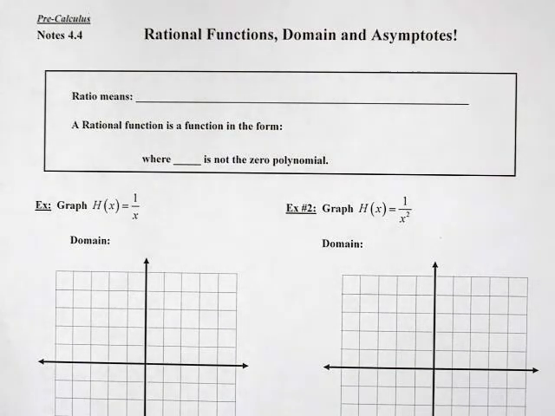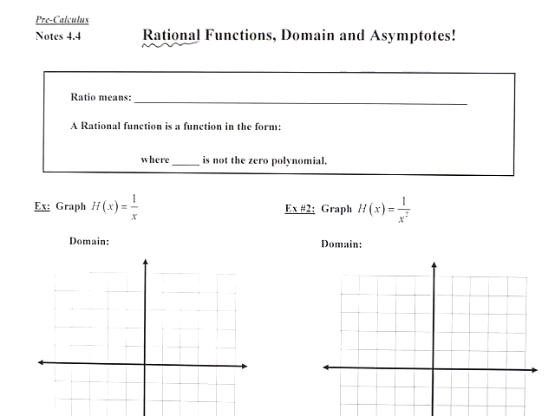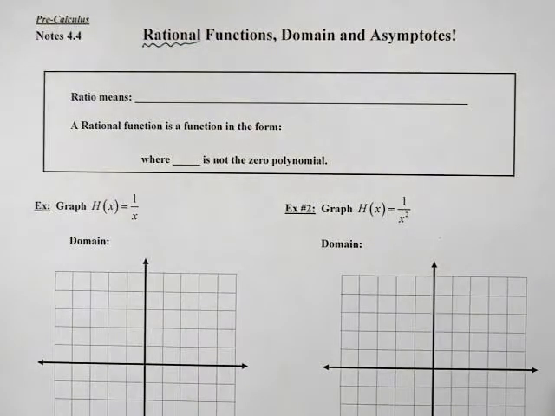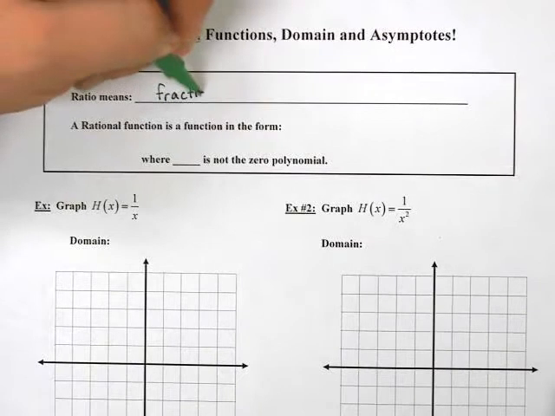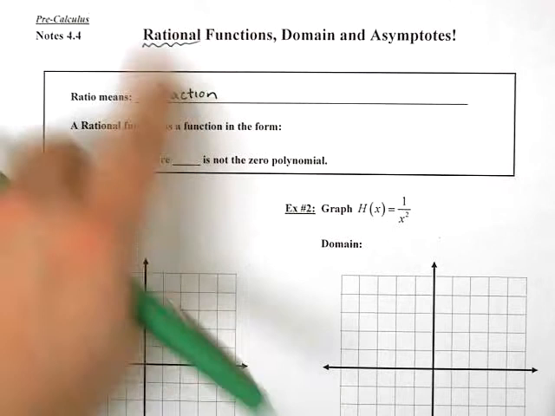Alright, in this next section we start to examine rational functions. Basically we need to understand, and hopefully we know this already, ratio means fraction. So if we put two and two together, we get fraction: rational functions.